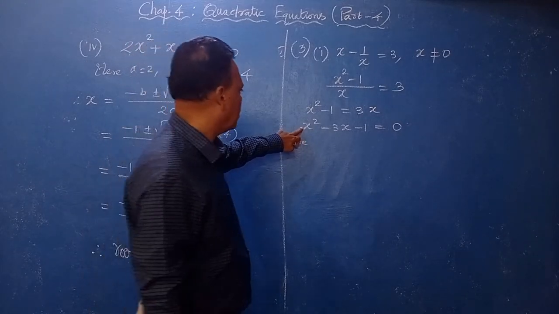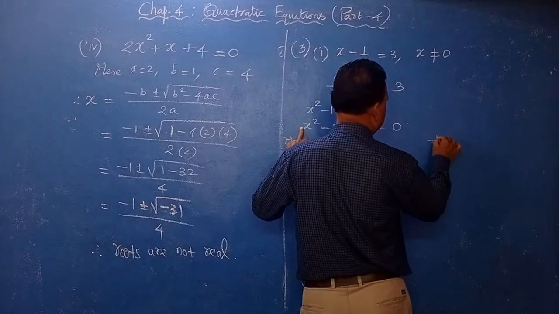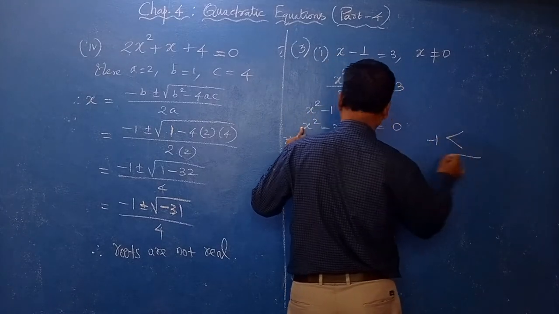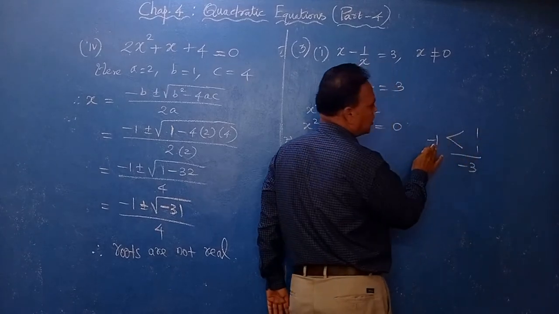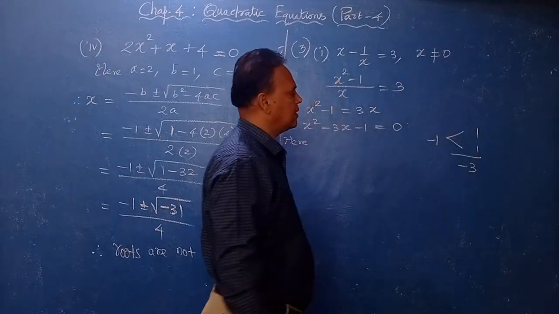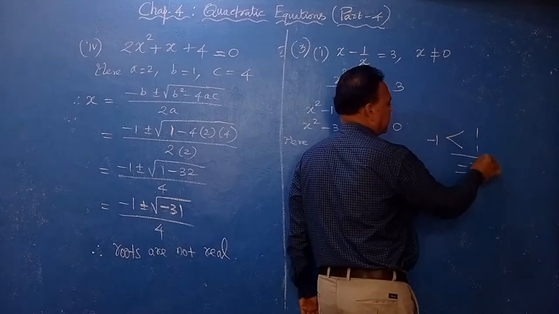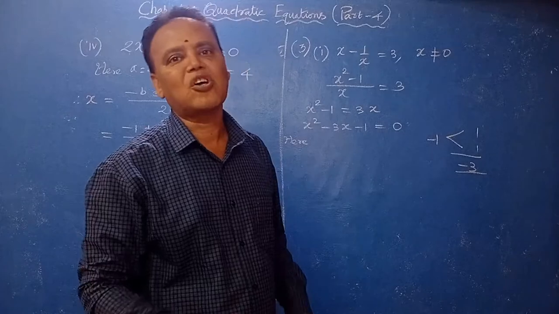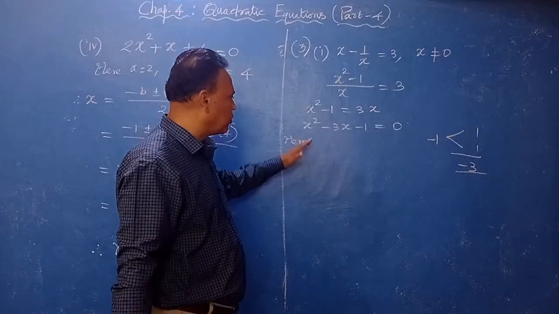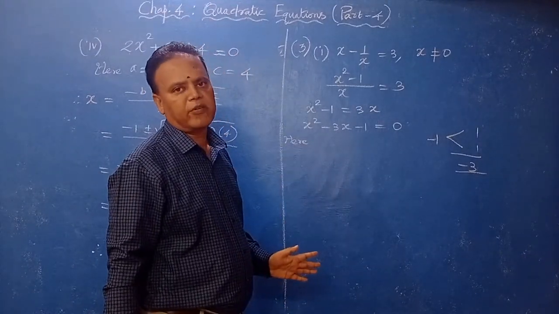Okay. So here 1 into minus 1, minus 1. You have to get the middle term minus 3. So 1 into 1 only is possible. So you will not get the middle term. Clear? While adding, you will not get it at all. That's why factorization is not possible. That's why you have to apply only the quadratic formula.